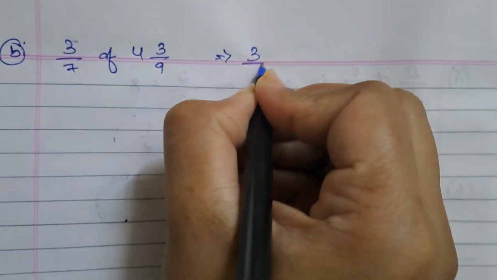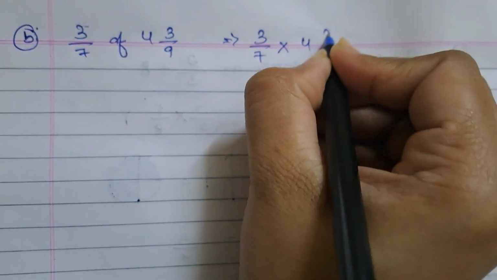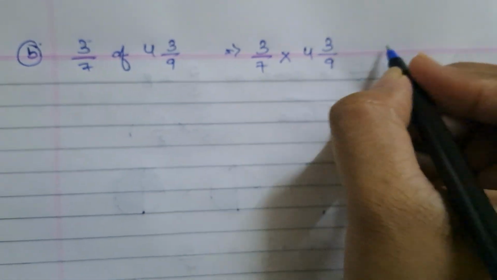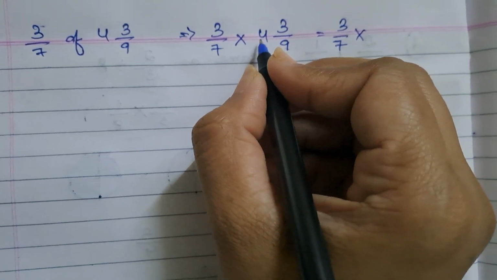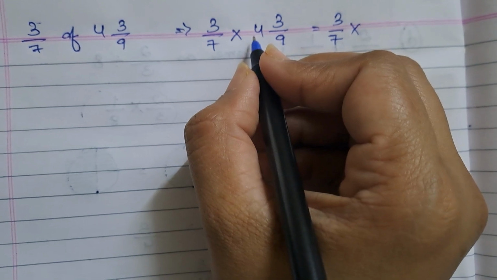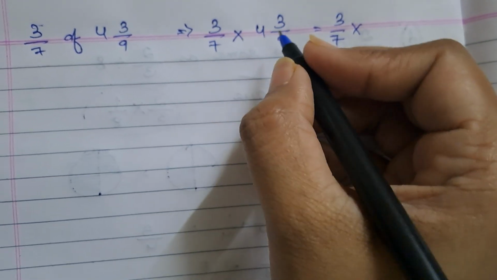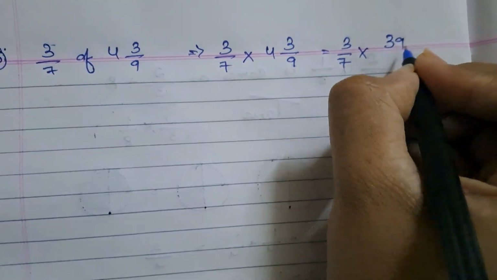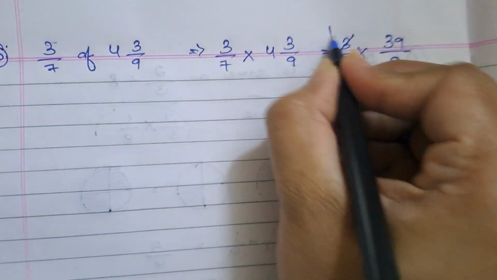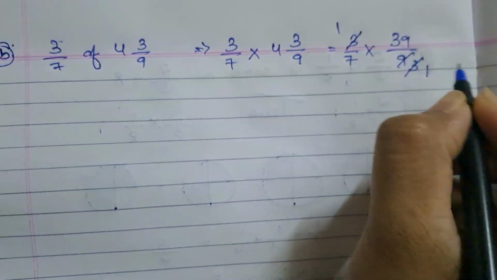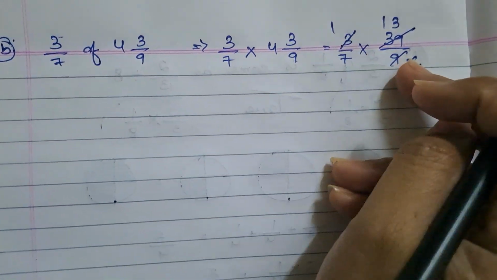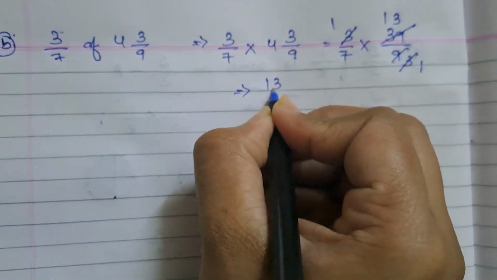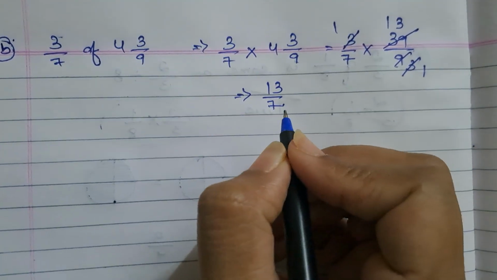So, that goes 3 by 7 of 4, 3 upon 9. So, that becomes 3 by 7 of 3 4s, 9 4s, 36. 36 plus 3 is equal to 39 upon 9. Then 3 1 times, 3 3 times, 3 1 times, 3 1 and 3 times. So the ultimate answer, I have reduced it here. So that becomes 13 upon 7 would be the answer that I will get.